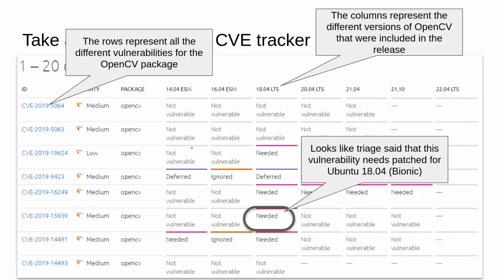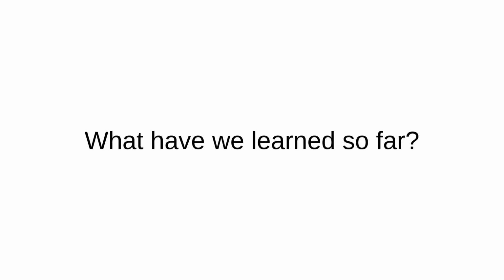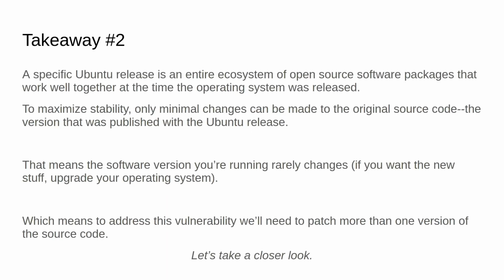All right? The triage process that happened by the security team said, hey, we recognize we actually do need to update the source code here, right? So that's how to kind of understand what the CVE Tracker is and what it means to you, all right?